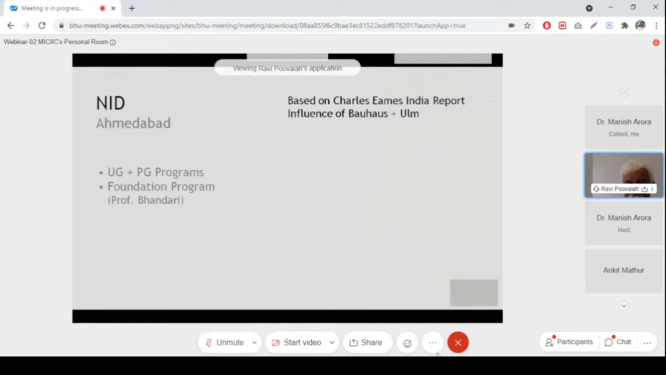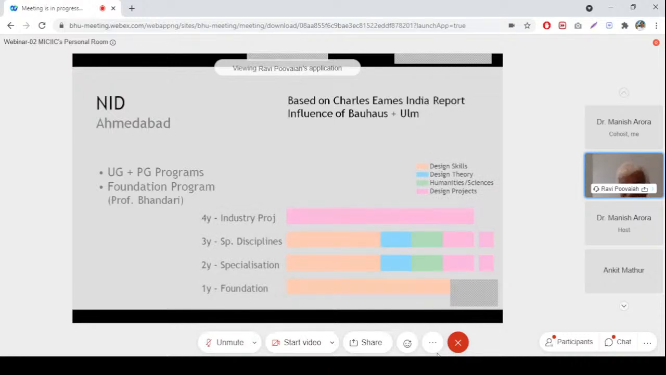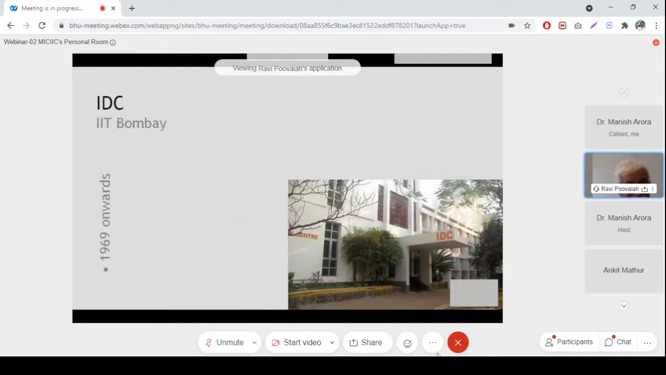There were influences from both Bauhaus and Ulm in starting the UG and foundation programs. So if you look at it, the foundation program, kind of design skills, they have a full first year of foundation. That foundation branches into specializations and continues up to the third year. They have some inputs into design theory and humanities, followed by lots of project time. Okay. So another design school which came up in India, 1969, that's the IDC.